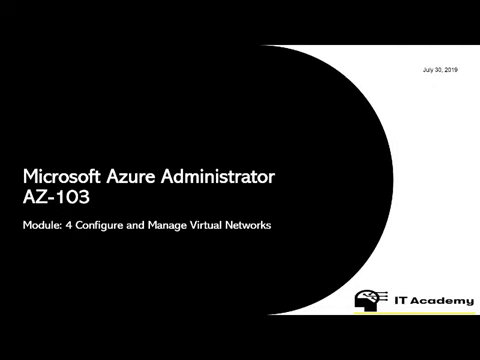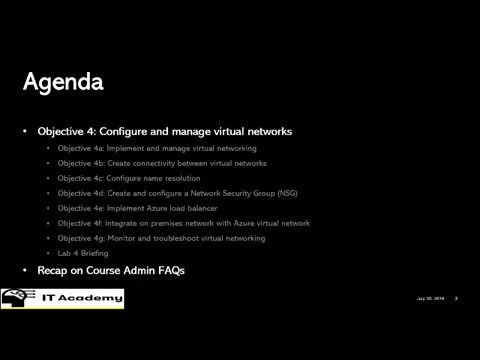Module 4, we take a deep dive look into configuring and managing Azure virtual networks. Today's agenda focuses on the 8 sub-objectives that we need to be proficient in for passing the AZ-103 exam. Those are implementing and managing virtual networks, creating connectivity between virtual networks, configuring name resolution, creating and configuring network security groups, implementing Azure load balancers, integrating on-prem networks with Azure virtual networks, monitoring and troubleshooting virtual networks.